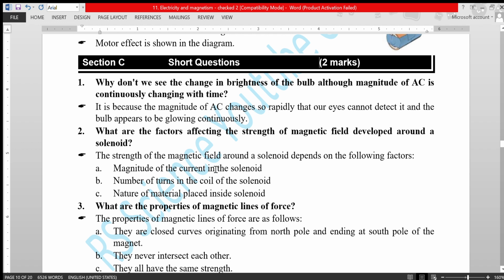What are the factors affecting the strength of the magnetic field developed around a solenoid? The factors are the magnitude of current in the solenoid, the number of turns in the coil of the solenoid, and the nature of the material placed inside the solenoid.